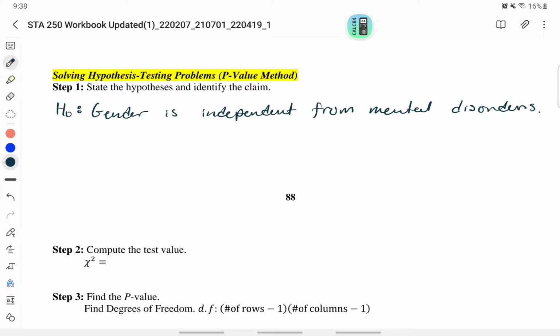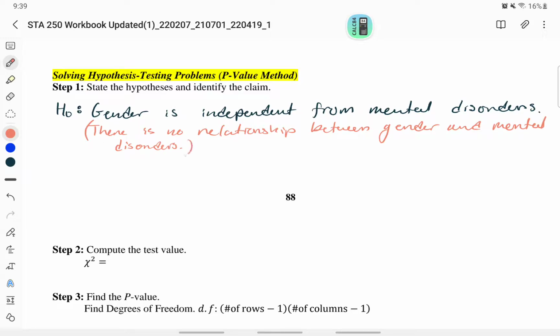Or you can say it in a different way, which I'm going to write in red: there is no relationship between gender and mental disorders. That's one way we can write that. That's the alternative way, or a different way.